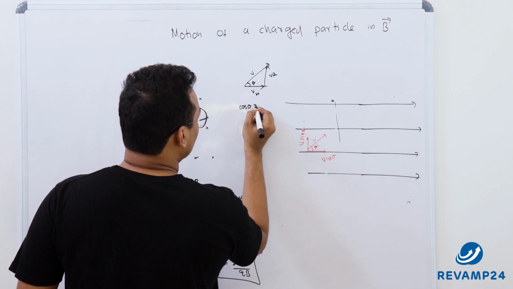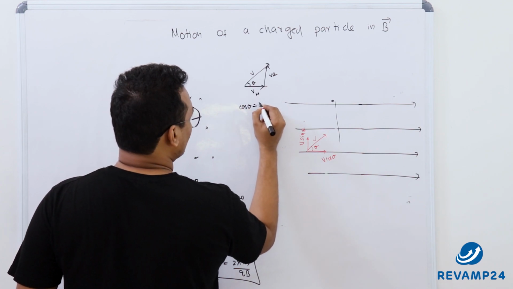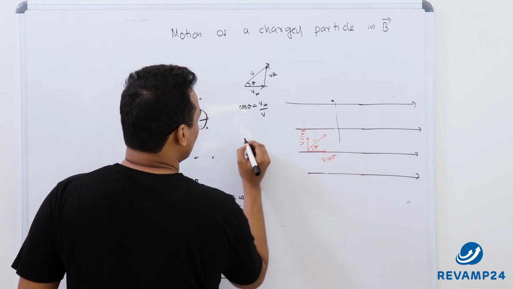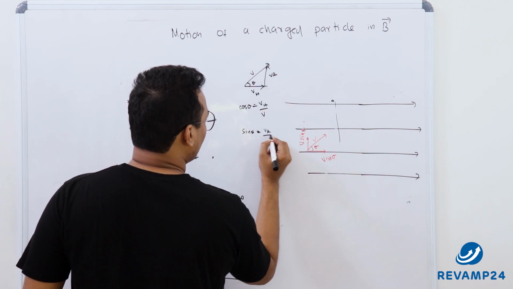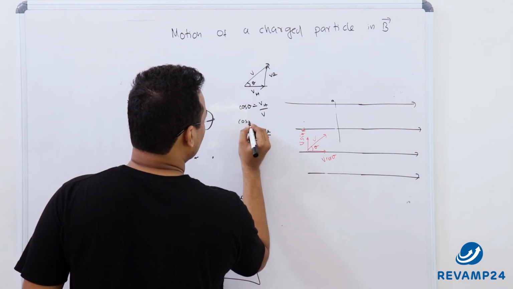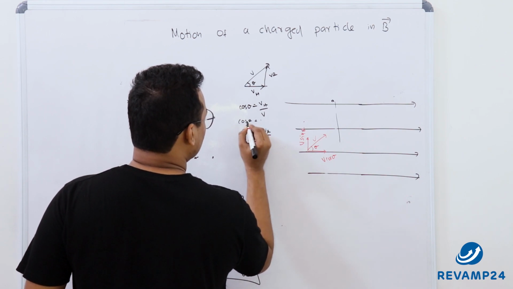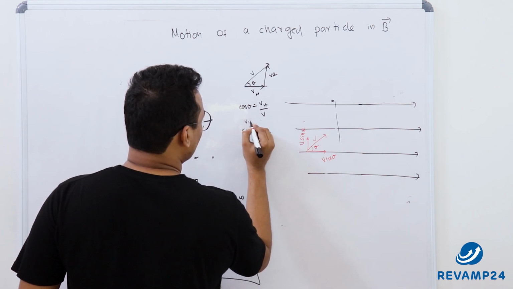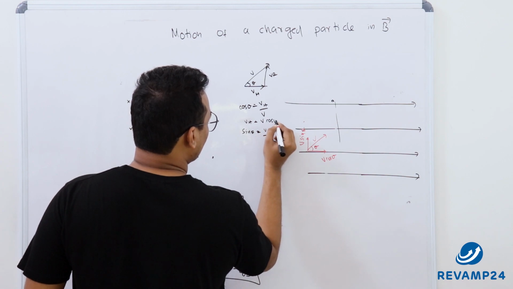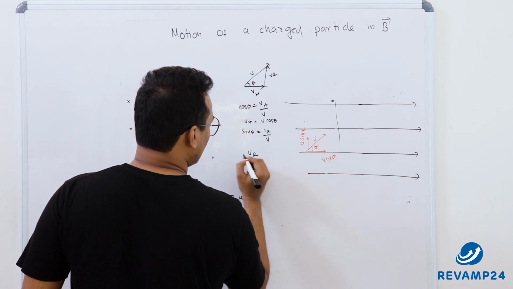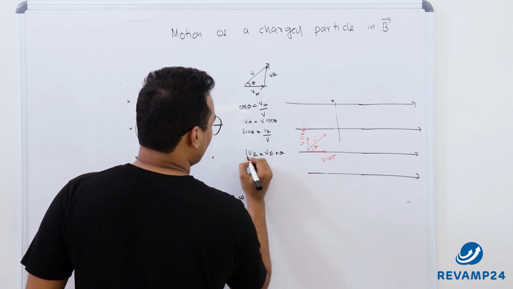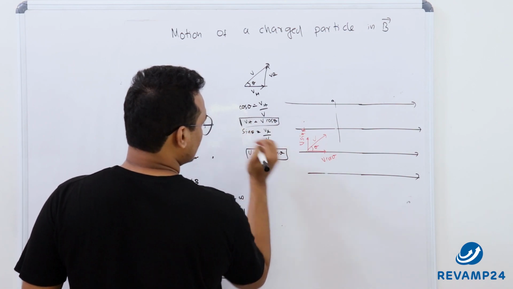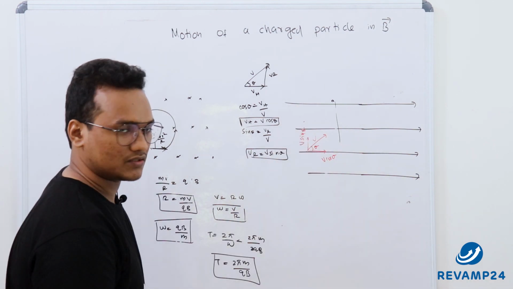Cos theta is equal to adjacent by hypotenuse, Vh by V. Sin theta is equal to opposite by hypotenuse, Vv by V. From here, Vh is equal to V cos theta, and the vertical component Vv is equal to V sin theta. That is what I have done here: V sin theta and V cos theta, horizontal and vertical.